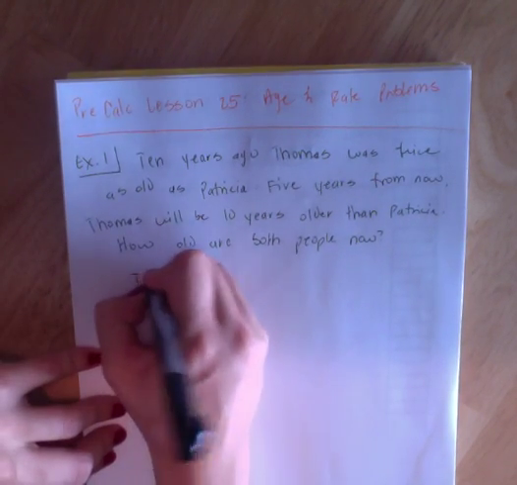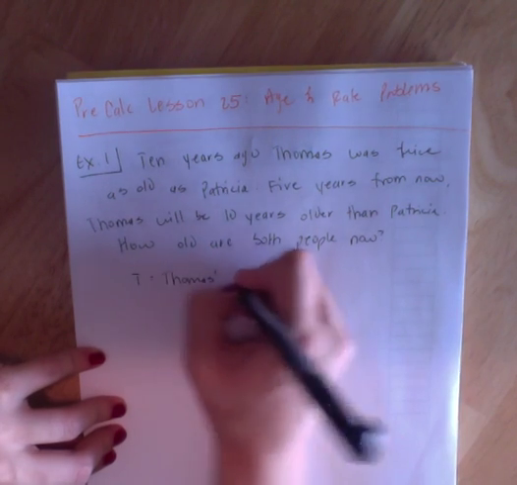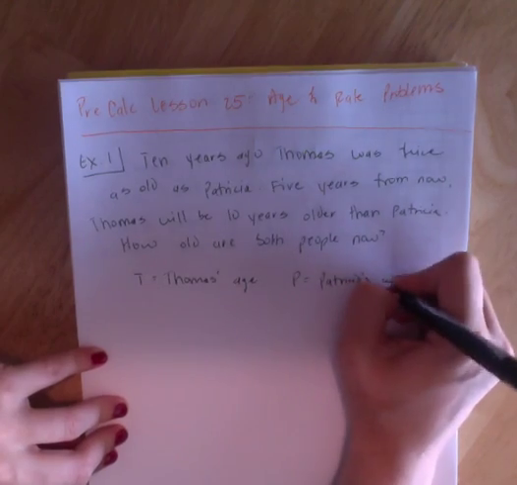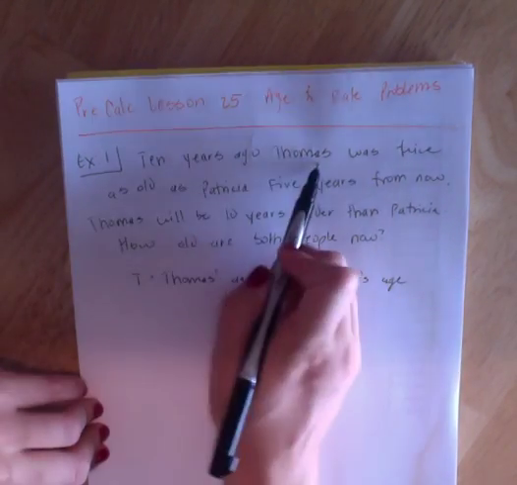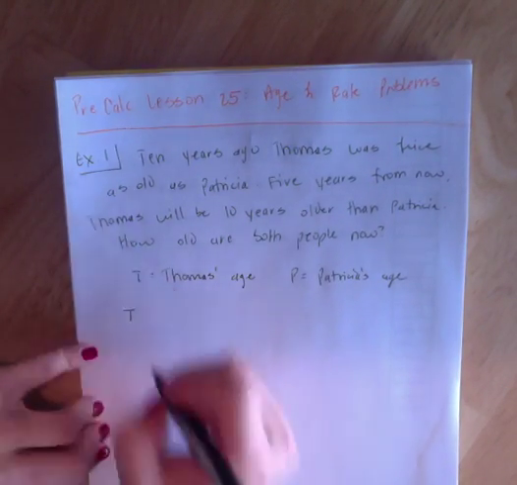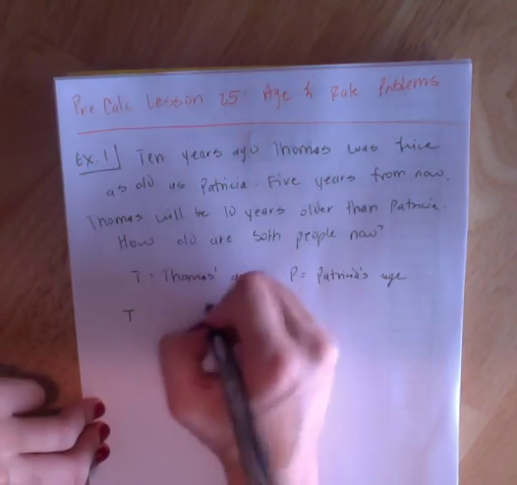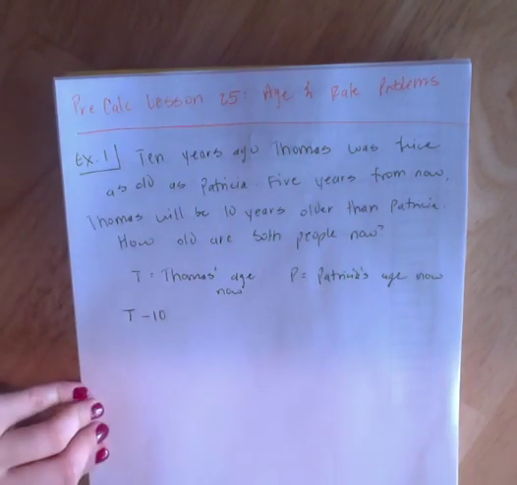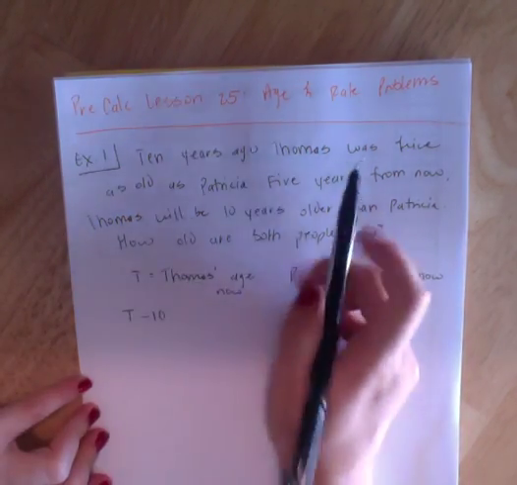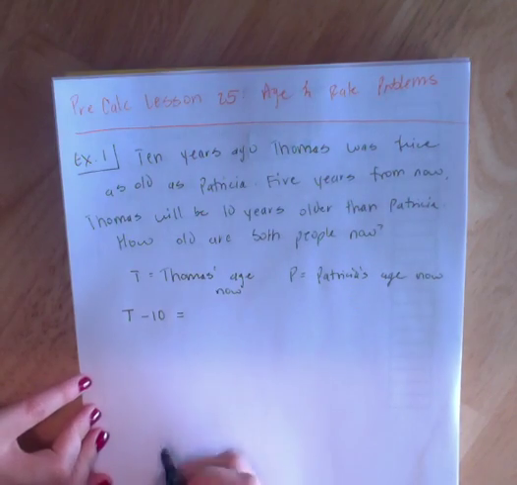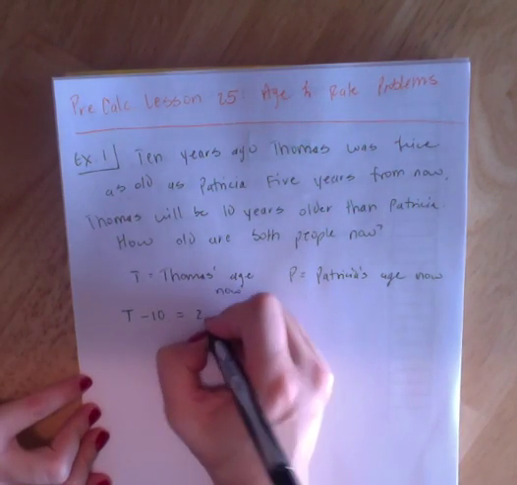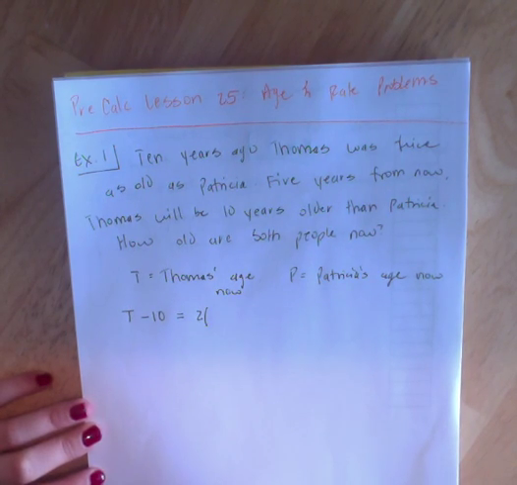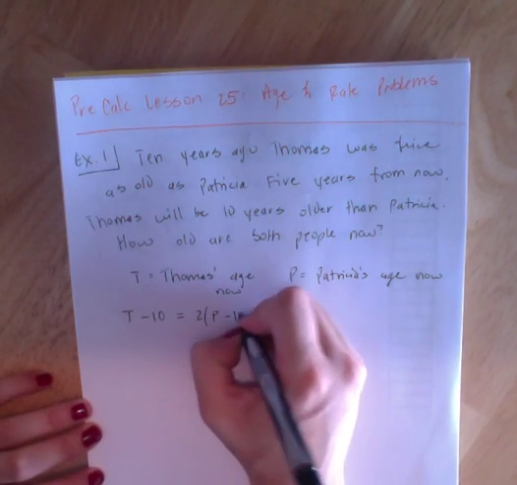So I'm going to have T be Thomas's age and P be Patricia's age. Okay, and I first start with 10 years ago. So if T is Tom's age now, let me specify that, it's right now, present, 10 years ago would be T minus 10. So 10 years ago, Thomas was means equal sign, twice as old as Patricia. So 2 times Patricia, 10 years ago, right, is Patricia minus 10.